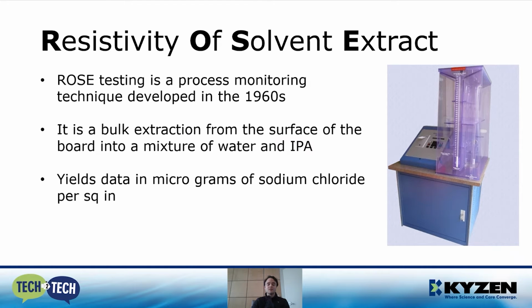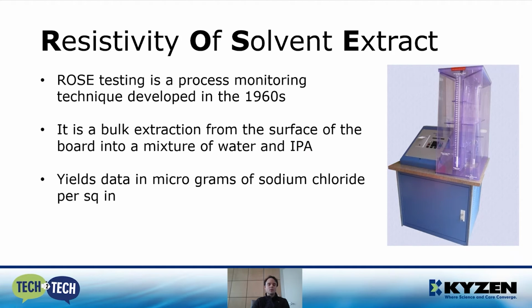ROSE testing, or resistivity of solvent extract, is a process monitoring technique developed in the 1960s and is still used today. The method entails a bulk extraction where a board is bathed in 25% water and 75% IPA for 10 minutes with mild agitation to extract as much process or flux residues on the board as possible.